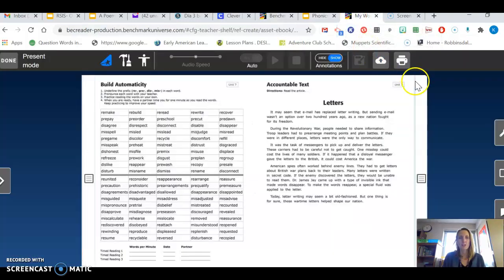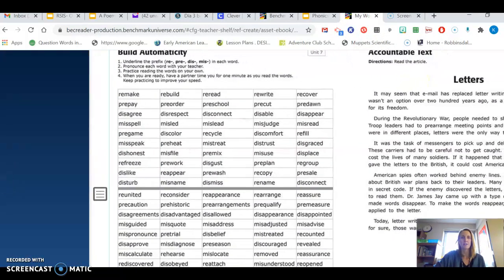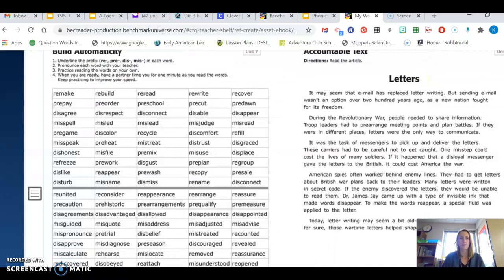So I'm going to go ahead and switch my screen here to your automaticity sheet. And if you remember right, our first step is to underline the words. Okay, so the first prefix was re. Remember, re means to do again. So the first word on our list is remake. Okay, so that means to make it again. Let's see if you can find 2 other words that use the prefix of re.